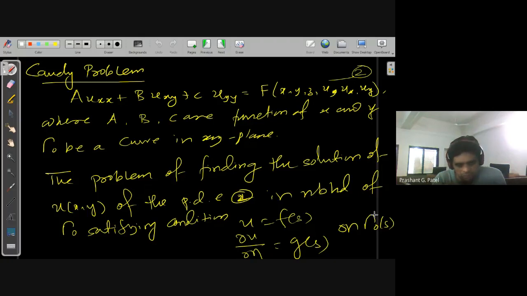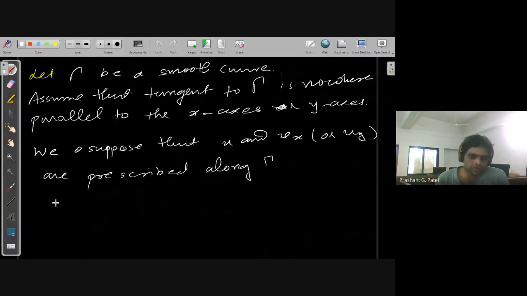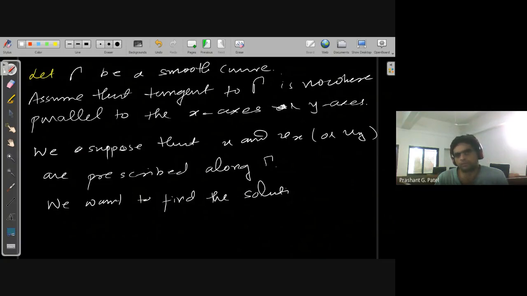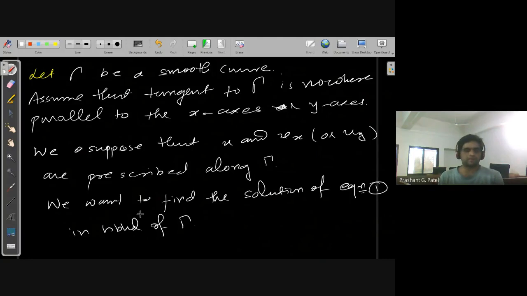Now what is our objective? Our objective is to find the solution of equation 1 in the neighborhood of gamma. That is known as the Cauchy problem, exactly as I have stated here. So our objective is to find the solution of equation 1 in the neighborhood of gamma.